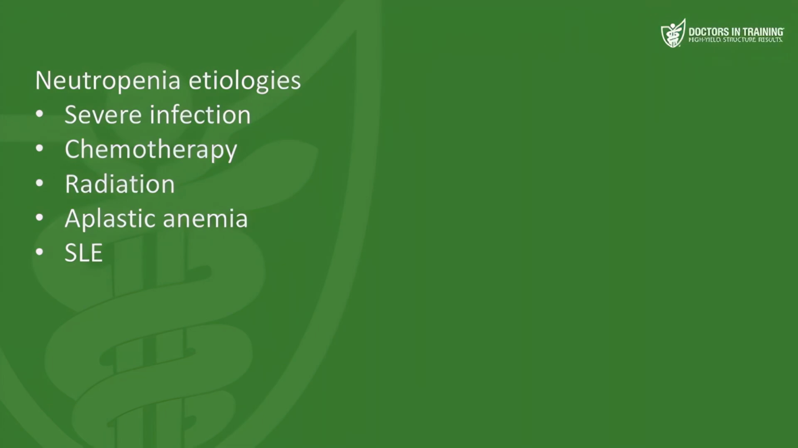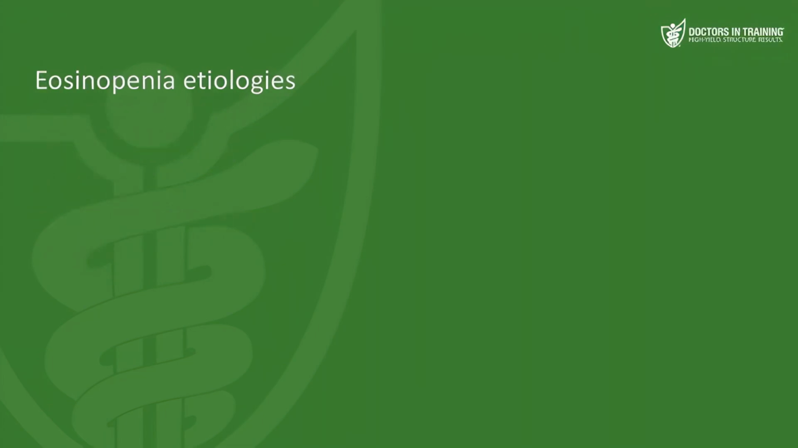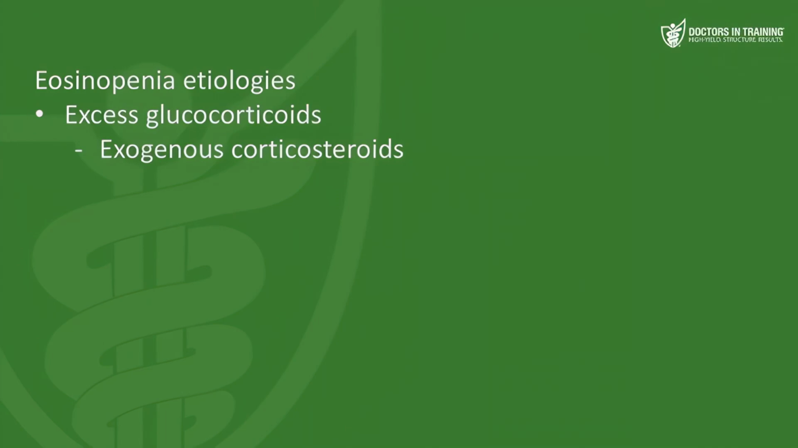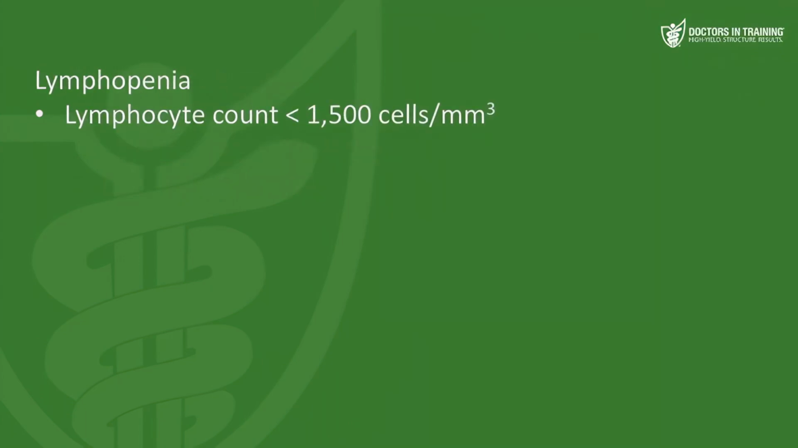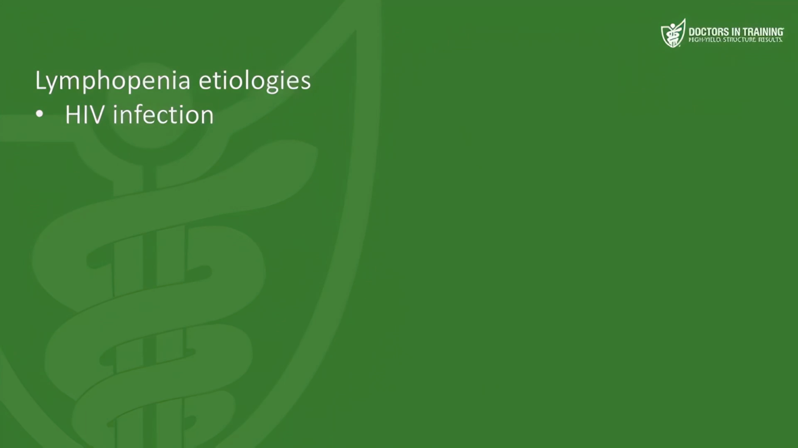Now if you have a low eosinophil count, less than 30, that's called eosinopenia. That's pretty rare. I'm not sure I've ever said the word eosinopenia before this very moment. But eosinopenia can be caused by excess glucocorticoids, either exogenous steroids or something like Cushing's syndrome. Remember, we said that adrenal insufficiency or Addison's disease can cause eosinophilia, so it follows that excess adrenal steroids could cause some eosinopenia. And then finally, lymphopenia means a low lymphocyte count, less than 1,500 again in adults. Now the obvious thing that causes this is HIV infection.